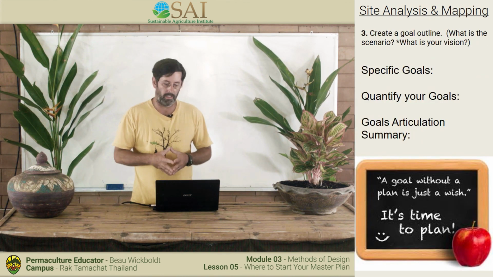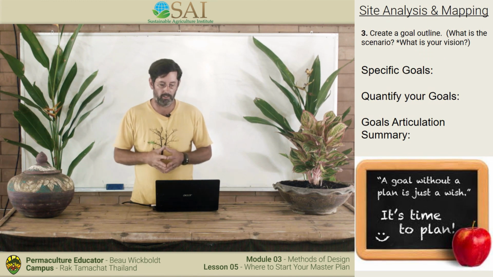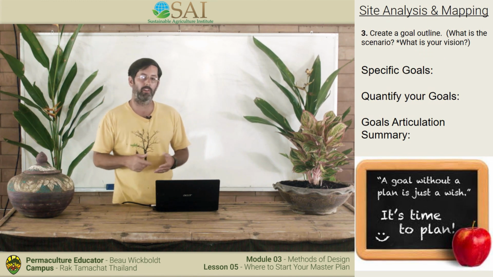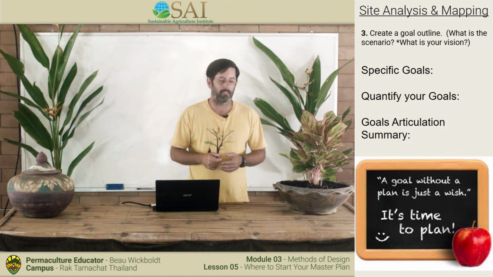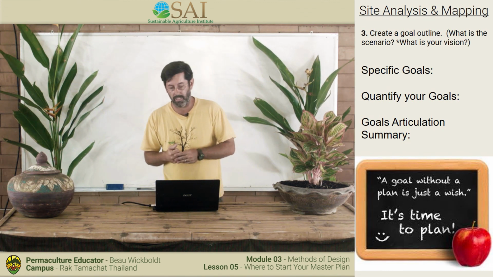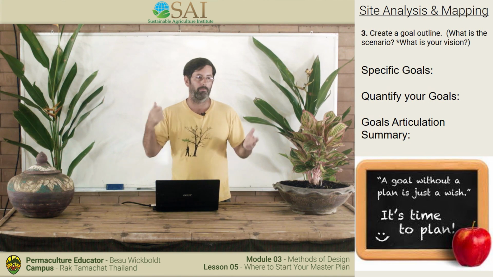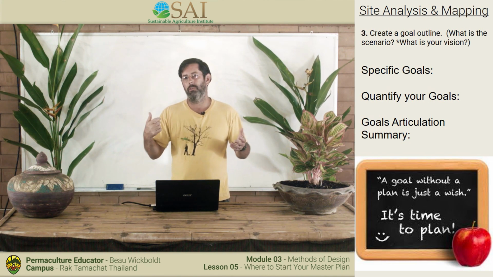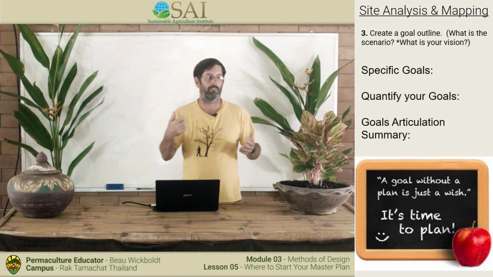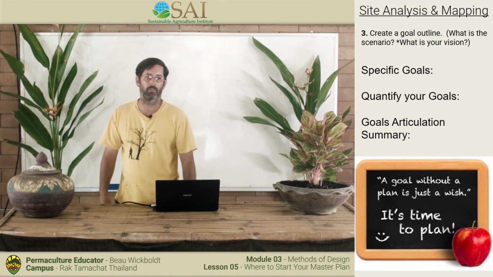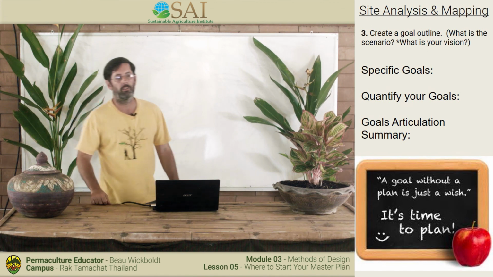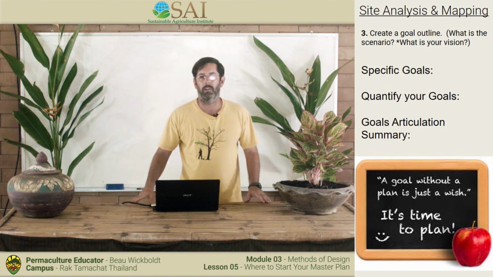Create a goal outline. What is your scenario? What is your vision? Be specific about your goals articulation summary. And always remember, guys, a goal without a plan is just a wish. How many hippies come here and tell me all the things they wish? Never do nothing. Don't have a plan. Not going to get from point A to point B. Just wish the world would get better. Come on, guys, let's make a plan.